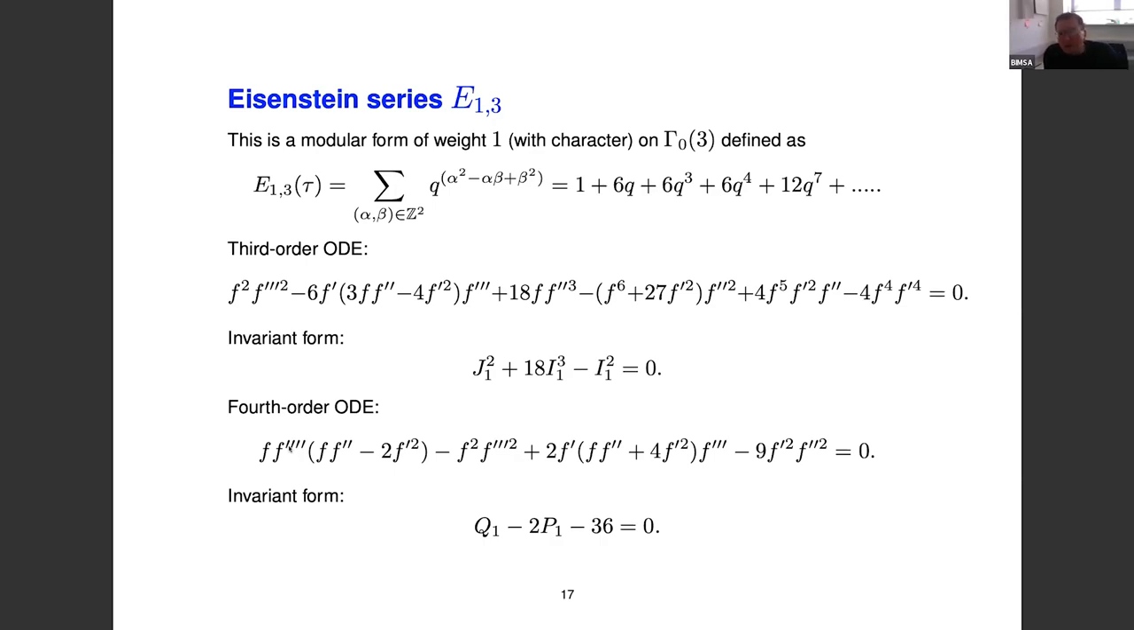And this solution is of interest because this ODE appeared in the classification of integrable Lagrangians of some kind. The solution f of tau equals tau corresponds to a very meaningful and interesting example. And by the way, this is typical. All these ODEs do possess non-generic rational solutions, which are also of interest. Okay, and now let me show you the main example.